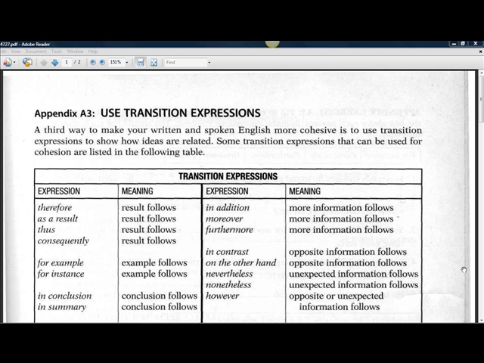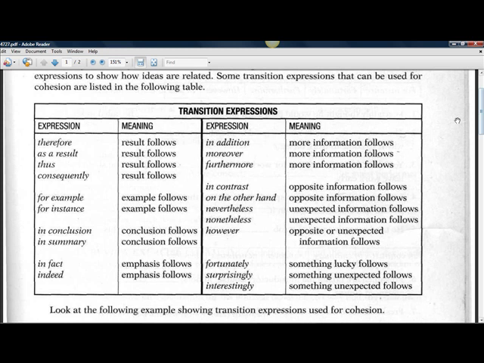We will continue with transition expressions as a way of bringing cohesion to our writing. Now, as it says, the transition expression is one that shows the relation of one idea with another idea. And down here we have a list of, not all of them, but some of them, and the most commonly used expressions.